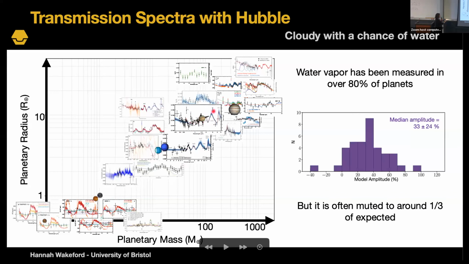And what we've seen from our measurements with the Hubble Space Telescope is that water is absolutely everywhere. In 80% of the planets that we have measured, we have detected the presence of water vapor in the atmosphere. But often that detection, that absorption signature, is muted by around a third of what we would expect to see.